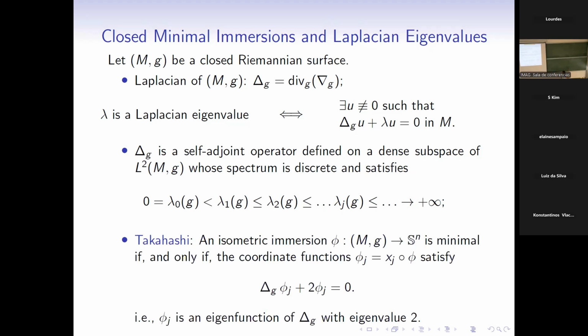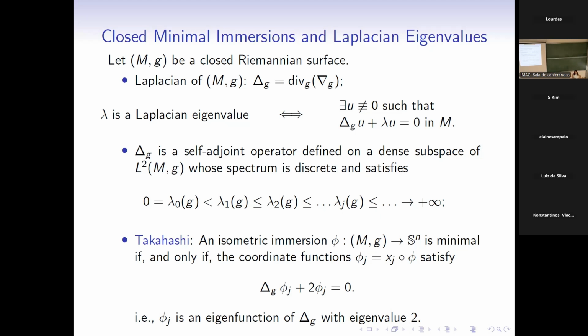Okay, and in the 60s, Takahashi observed the connection between minimal surfaces in a sphere and eigenfunctions of the Laplacian. He proved that if you have an isometric immersion of your Riemannian surface into a sphere, this immersion will be minimal if and only if the coordinate functions are eigenfunctions of the Laplacian with eigenvalue 2.